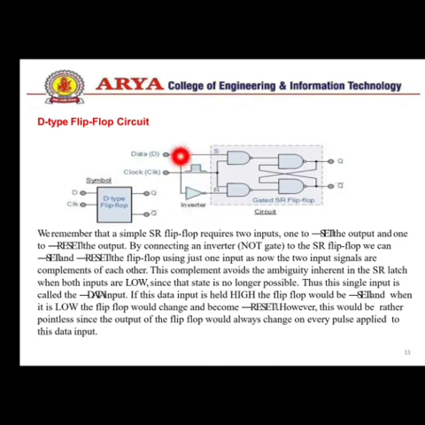So in this circuit the 1 1 condition will not come. When D equals 0, S equals 0 and R equals 1, this is the reset form, and when D equals 1, S equals 1 and R equals 0, this is the set form. So the output is always set or reset.